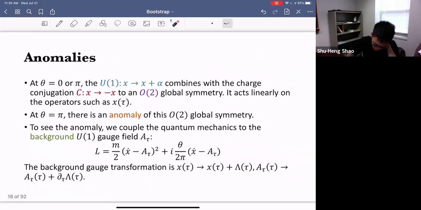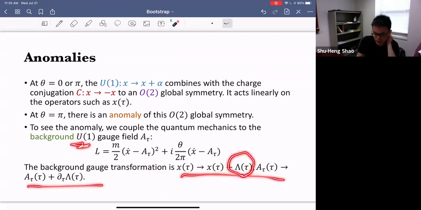One way to see the anomaly, as we outlined in the general introduction, is to couple the quantum mechanics to a background gauge field. But here I'm only going to couple to the U1 background gauge field, which I denote by A tau. The way it couples is very simple. We just shift x dot by A tau. So this is the final Lagrangian, and you can check that it's invariant under the U1 background gauge transformation with a background gauge parameter lambda of tau.